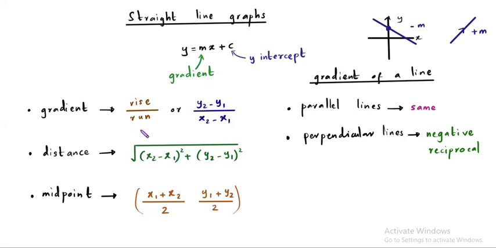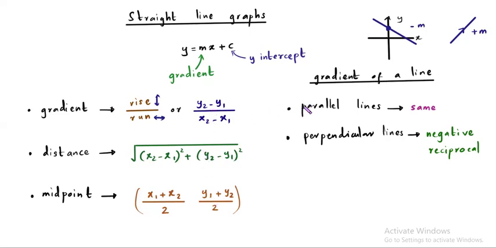When calculating the gradient, we have two formulas. One is to use rise over run. Rise explains how many units you need to move up or down, and run explains how many units you need to move across. Or else we can use the formula (y2 minus y1) over (x2 minus x1). The distance, midpoint, and gradient formulas are very important, because they are used to calculate the gradient, distance, and midpoint when two coordinate points are given to us. We will discuss questions related to this.